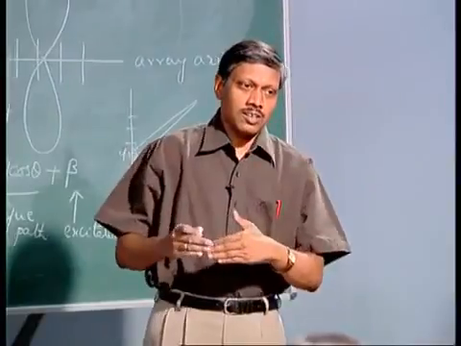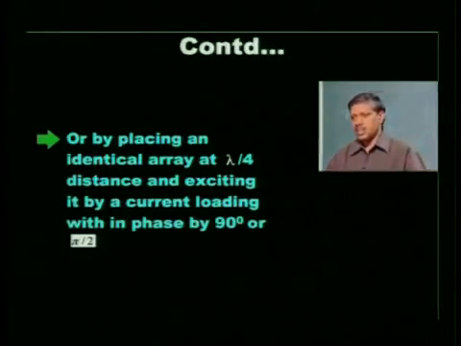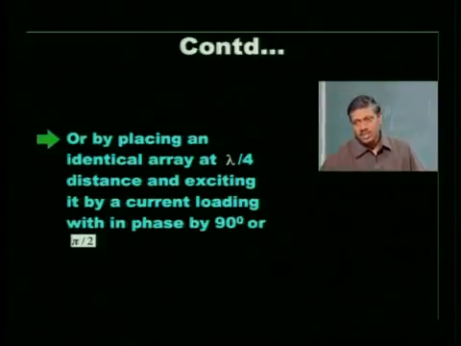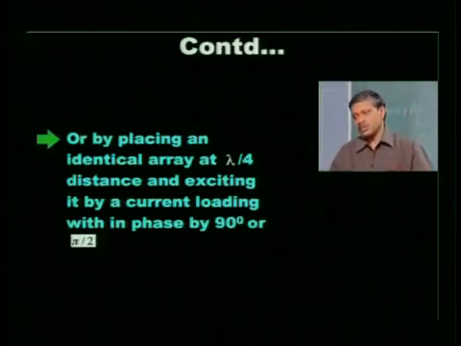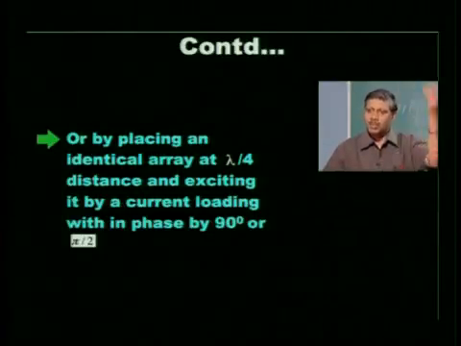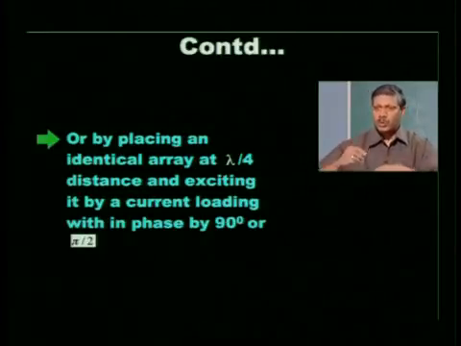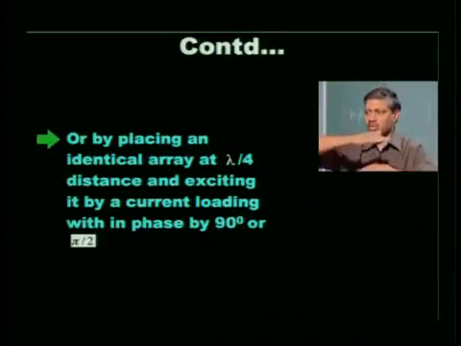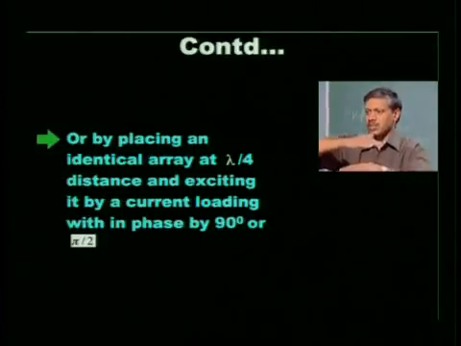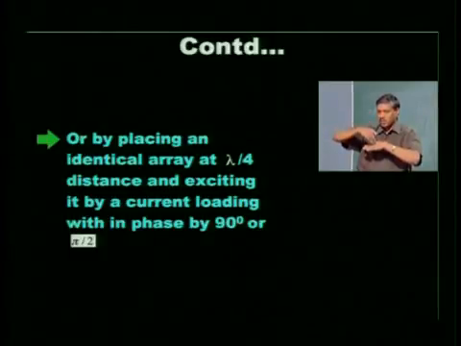Place an equal, similar type of array just lambda by 4 distance away, and excite those elements with a phase difference of pi by 2. Then you will see that the lower side will get cancelled, only the upward lobe will exist. So it is a parallel array you are putting below the original array. This is your original array, then another array you are putting. This array is lambda by 4 apart, and it will have a pi by 2 phase.